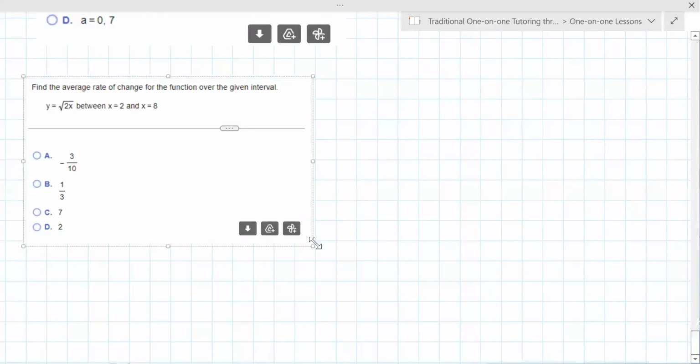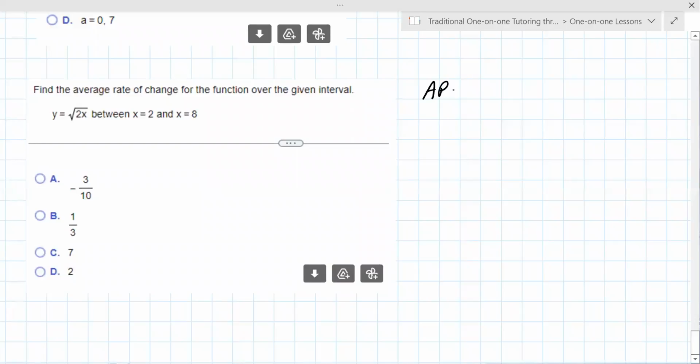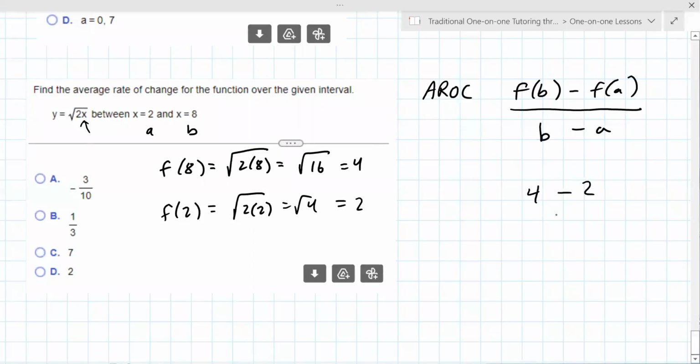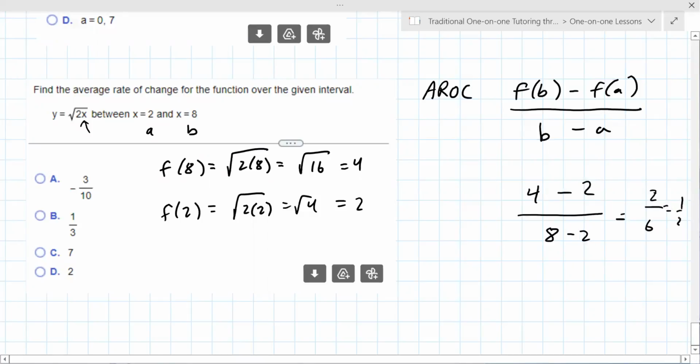All right, so average rate of change, AROC. AROC, it's a really great formula. F of B minus F of A over B minus A. So A and B are 2 and 8 from the graph there. So F of 8 means it's the square root of 2 times 8, which is the square root of 16, which is 4. F of 2 means the square root of 2 times 2. You're just putting those numbers in for x. Square root of 4, which is 2. So your numerator is 4 minus 2 over 8 minus 2, which is 2 over 6, or 1/3.